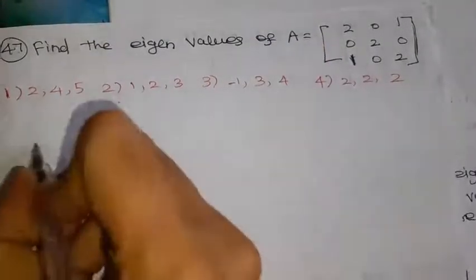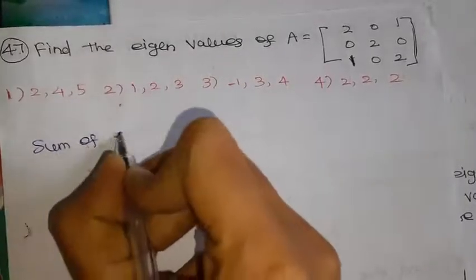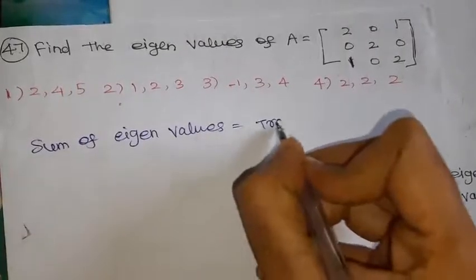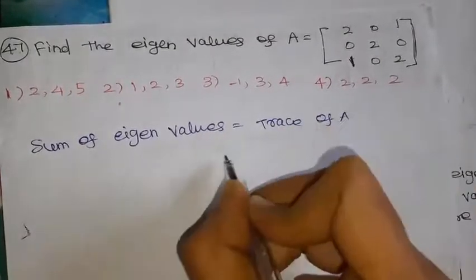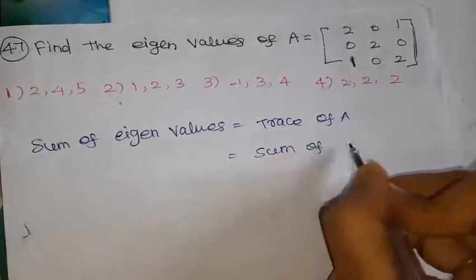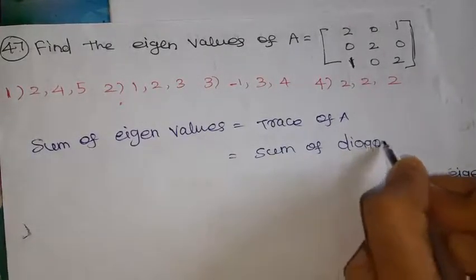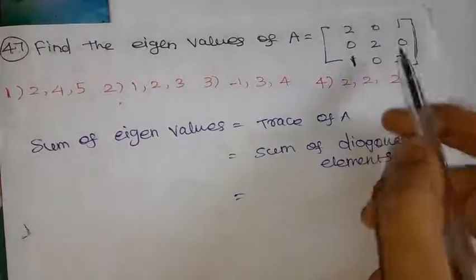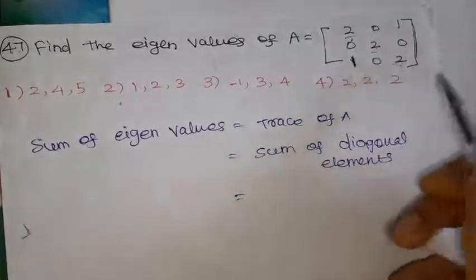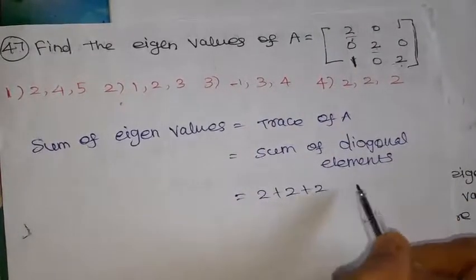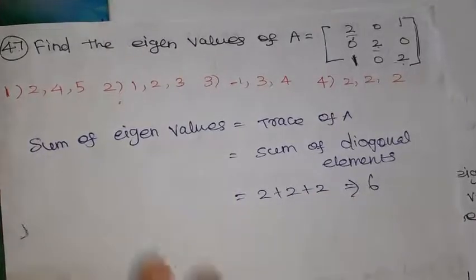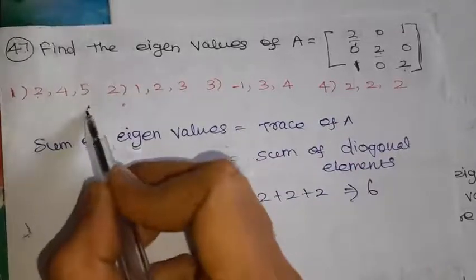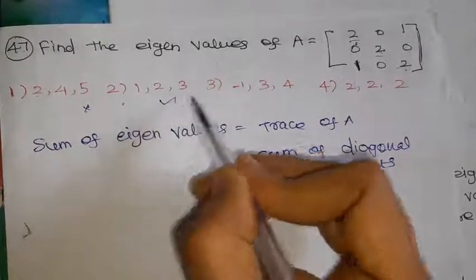We all know the sum of eigenvalues is nothing but the trace of A. What is the trace of A? Actually, the sum of diagonal elements. So 2 plus 2 plus 2 is equal to 6. We'll check for the options which give 6. 3 plus 3 is 6, this one is correct.